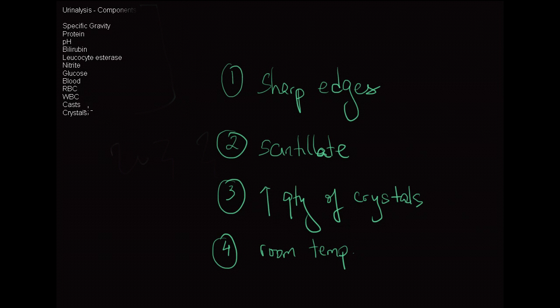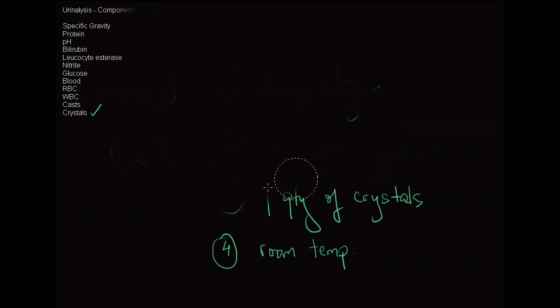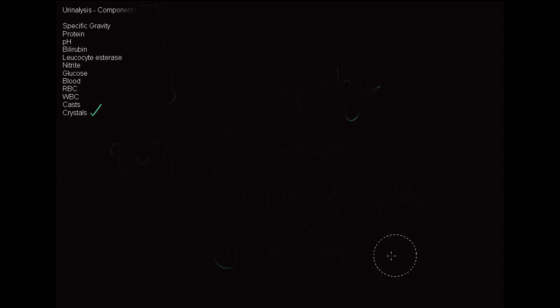So that's crystals. And now we'll talk about casts. Let's erase all this. Casts take on the shape of the tubule, so they usually look like this, or sometimes like this, with some variation. There are many different types of casts.